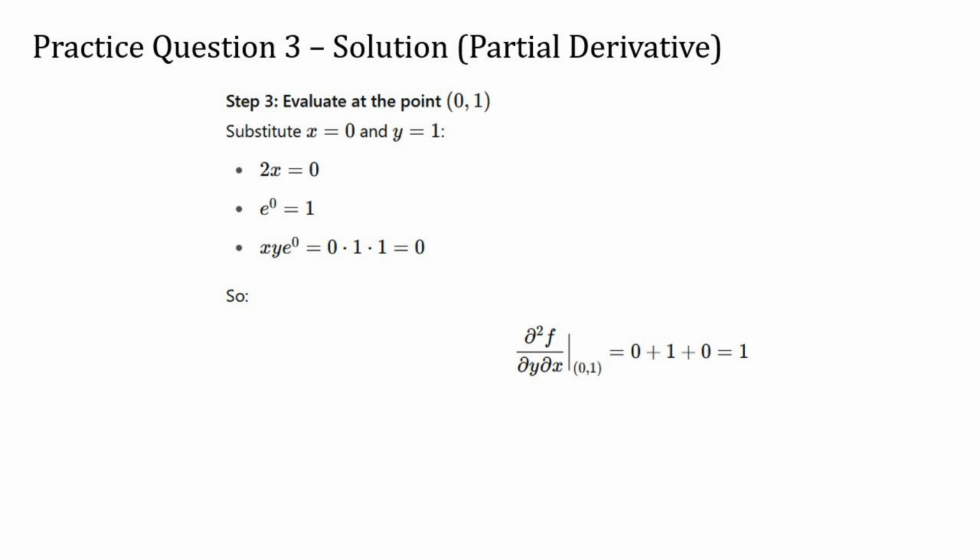In the final step, we substitute the values 0 and 1 for x and y, respectively, into the expression we just found. Plugging in those values simplifies each term individually. The first and third terms become 0 since they involve a multiple of x, and the second term becomes 1 since the exponential of 0 is 1. Adding everything up gives a total result of 1. This result matches answer option A.